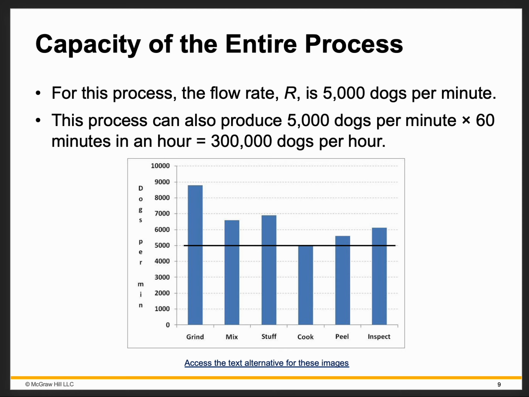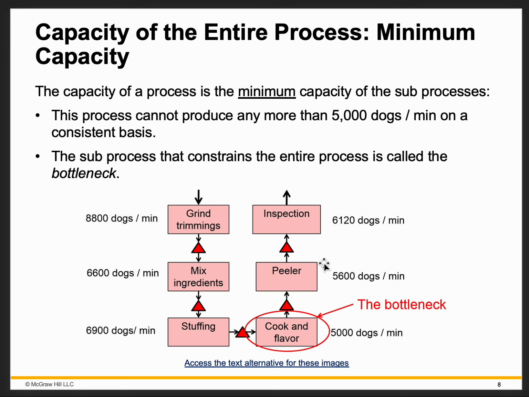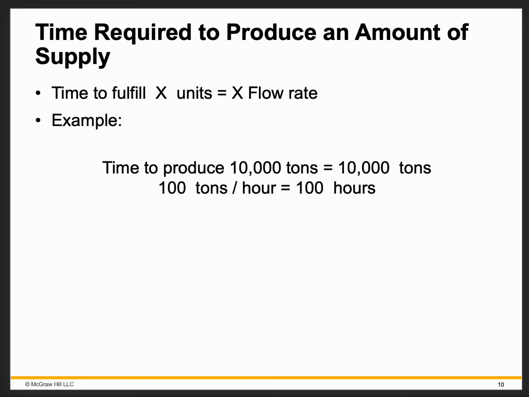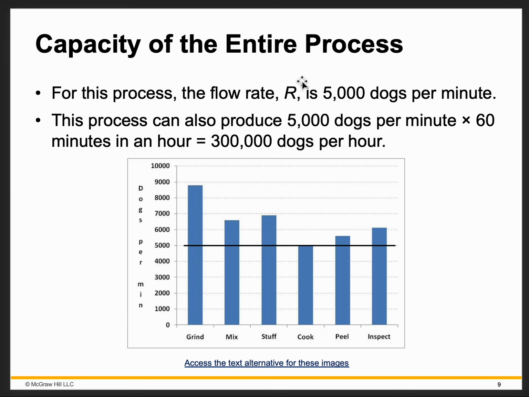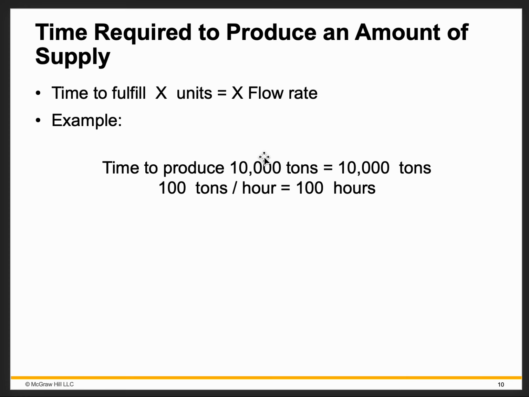So the flow rate for this process, once you look at all of these different flow rates, you choose the one that's the lowest, and that's the flow rate for the whole process. So the flow rate for this process is 5000 hot dogs per minute. This process can also produce 5000 hot dogs per minute times 60, which is about 300,000 hot dogs per hour, if you look at it as per hour, right?